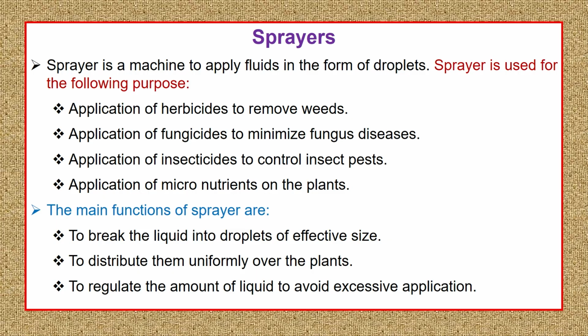Now, the main functions of a sprayer. A sprayer performs three main functions. The first one is to break the liquid into droplets of effective size. The sprayer has to break the jet of liquid into fine particles or fine droplets, which are very effective as far as their deposition over the plant surface or canopy is concerned, and distribute them uniformly over the plant. So in addition to breaking the jet of spray into droplets, it must take care of uniform distribution of those droplets over the plant.